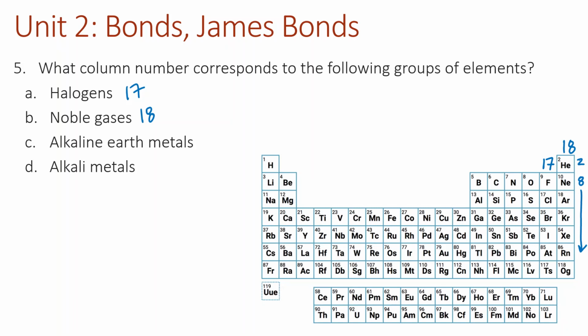Alkaline earth metals and alkali metals. So alkali metals are column 1 and alkaline earth metals are column 2. So these all either have 1 valence electron or 2 valence electrons. So they have very similar chemical properties. Anything that's in the same column will have very similar chemical properties because they have the same number of valence electrons.